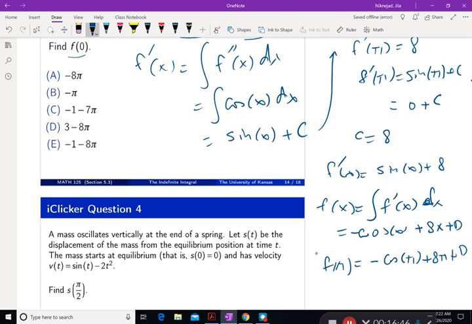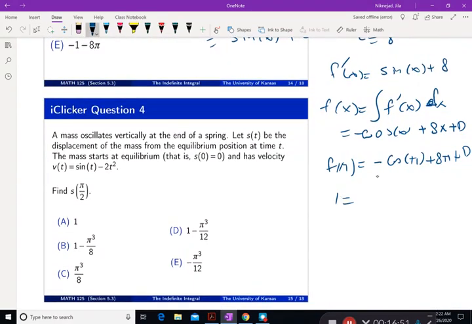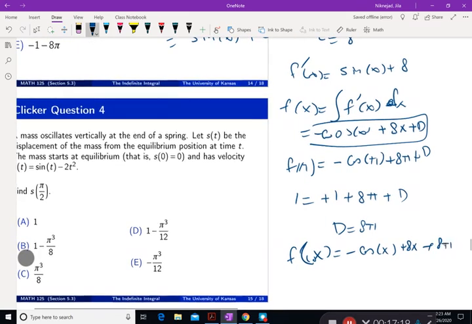and this is supposed to be equal to 1. So 1 is equal to negative cosine of pi, which is negative 1, so plus 1 plus 8 pi plus d, so d is equal to 8 pi. This means f of x is going to be negative cosine of x plus 8x plus 8 pi.